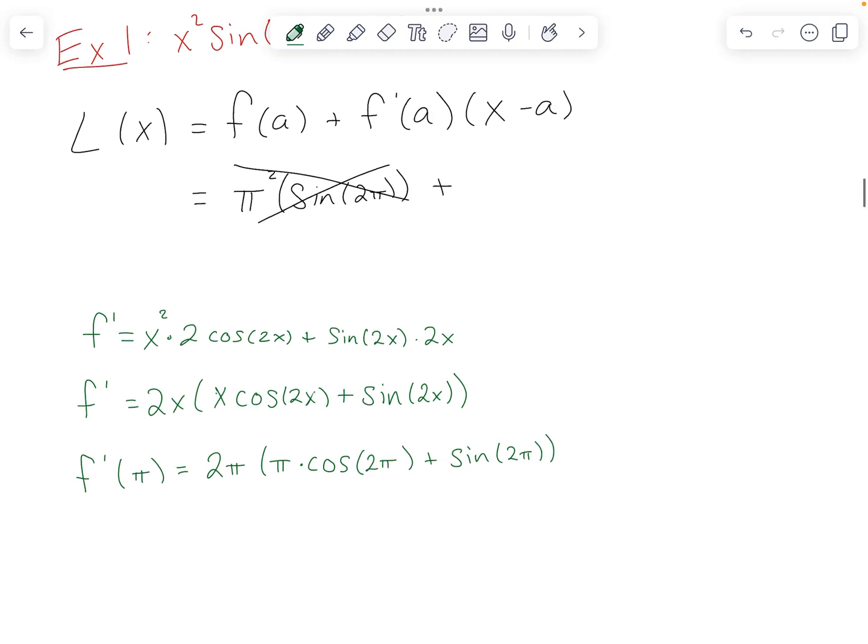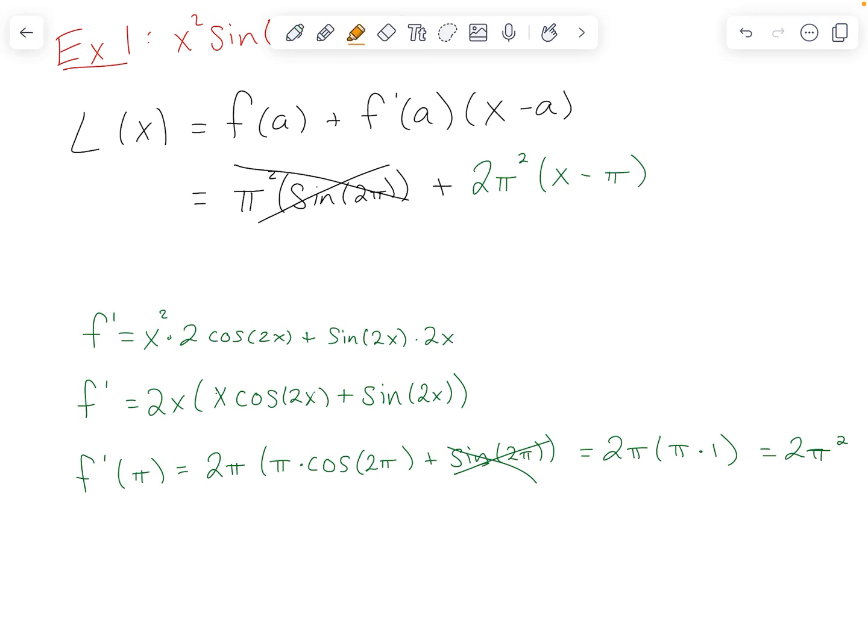Okay, sine of 2 pi. Sine of 2 pi we know is 0. So I don't have to worry about that. And then cosine of 2 pi, well, I know cosine starts at 1, so cosine of 2 pi should be 1. So this is going to be 2 pi times 1, which is just 2 pi squared. So I get 2 pi squared x minus pi.